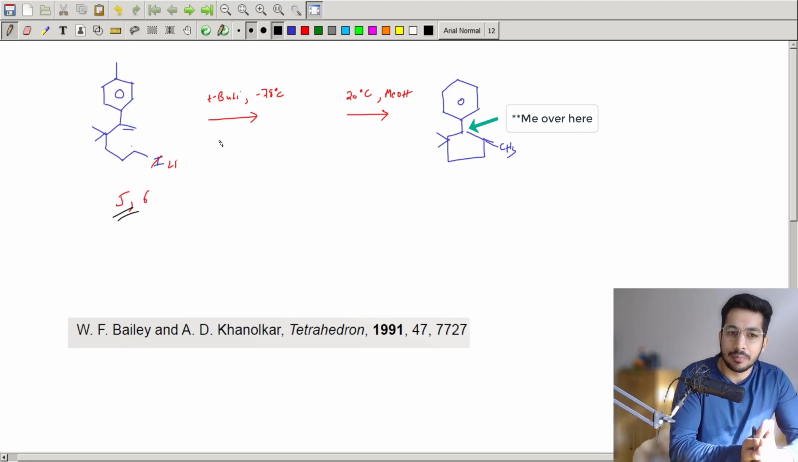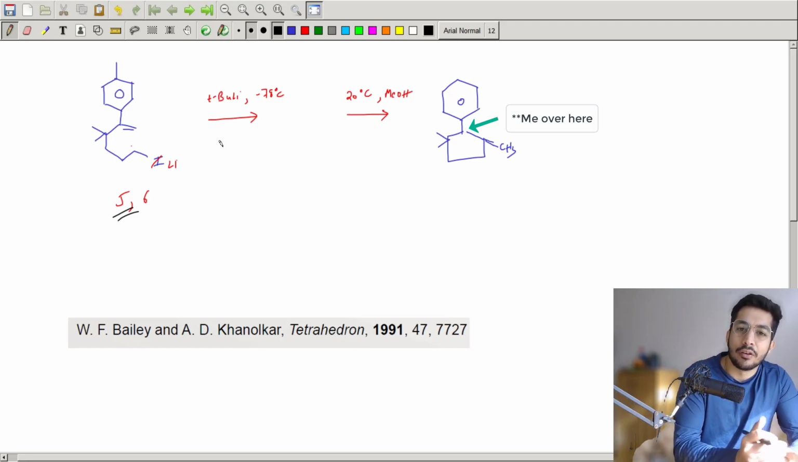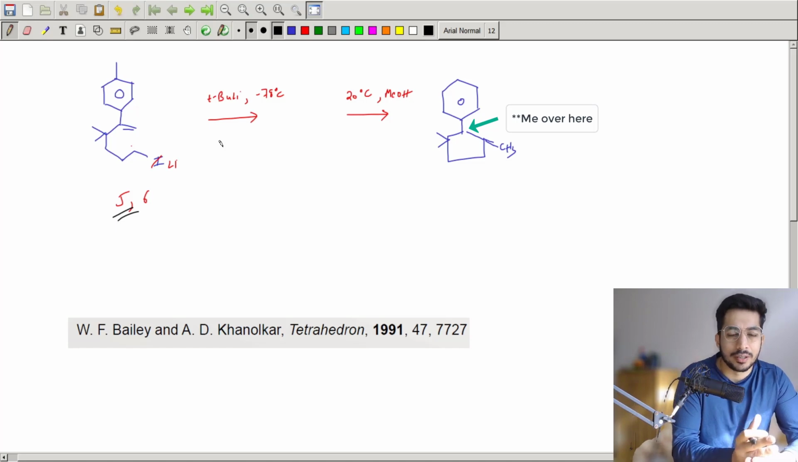Okay, so please remember this. This is a very, very important point. Be it an alkyne for that matter, be it an alkene, if there's a carbon-lithium bond that is going to be formed, it is going to prefer formation of a 5-membered ring over a 6-membered ring. That is a very, very important point.